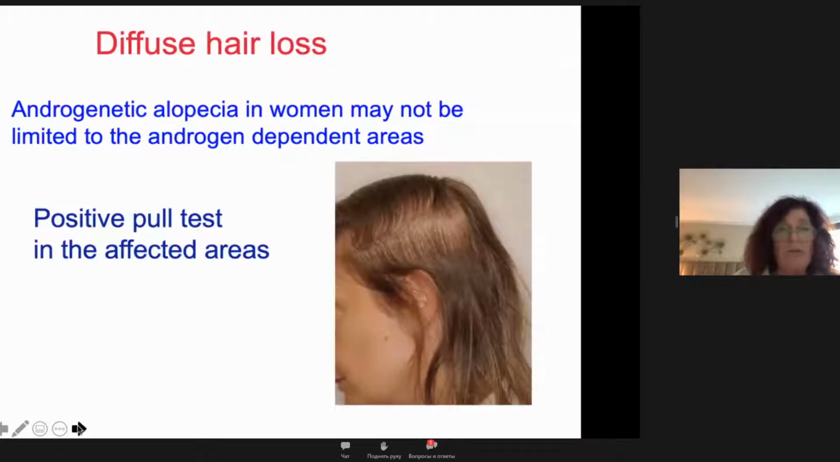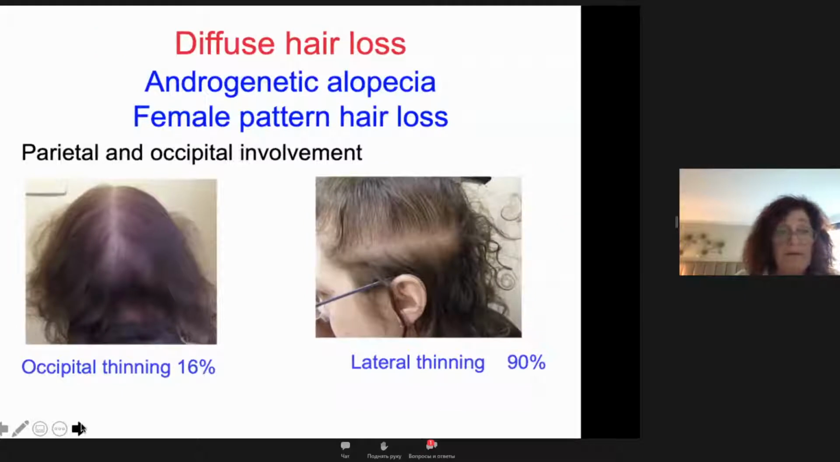Androgenetic alopecia in women may be very diffuse, so it's not uncommon to see a positive pull test also in the parietal scalp and in the occipital scalp. Here you see a diffuse female pattern hair loss. I see many of these patients, especially young women, who often present with this very diffuse pattern.